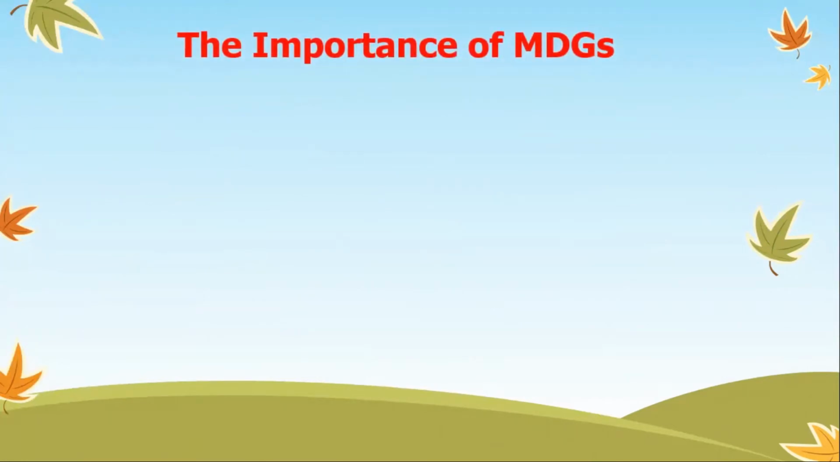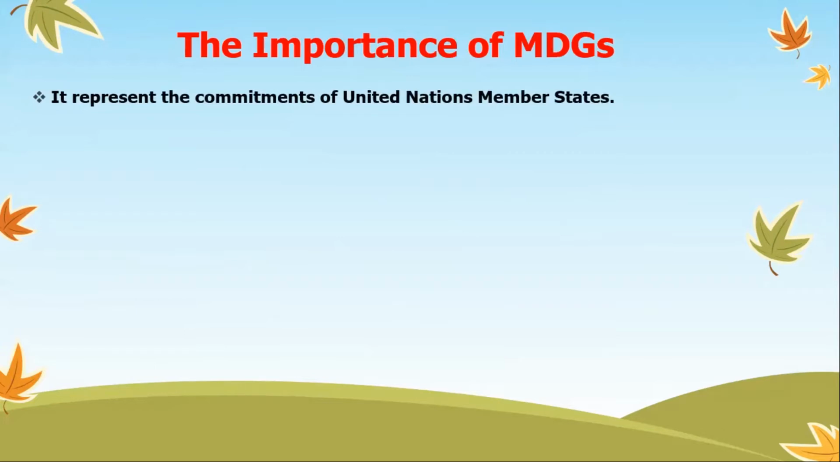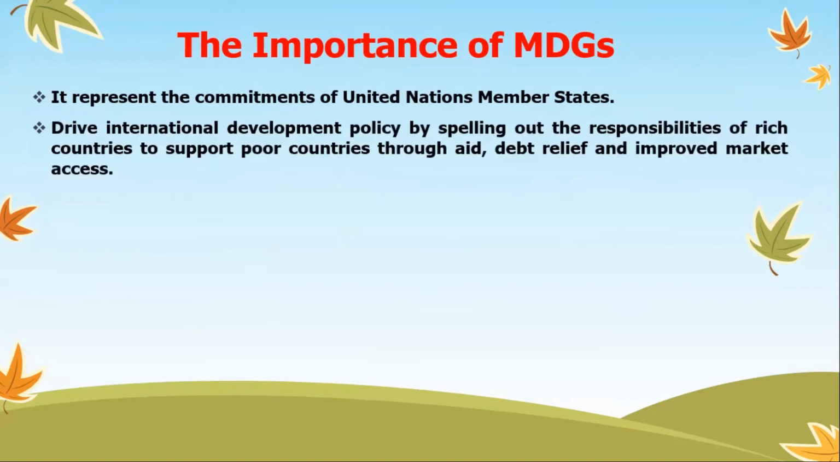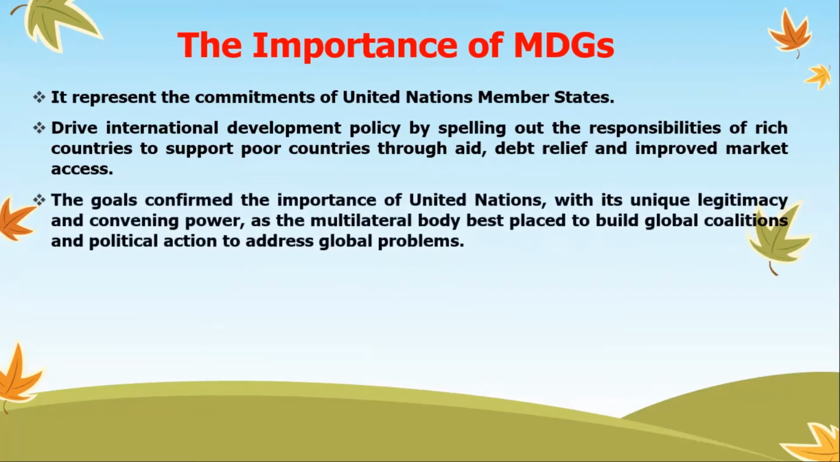So next, let's go on to the importance of the MDGs. So first, it represents the commitments of the United Nations member states. So it is the face of the dedicated people behind the achievements of the MDGs. Second, it drives international development policy by spelling out the responsibilities of rich countries to support poor countries through aid, debt relief, and improved market access. So the act of teamwork and cooperation was given importance by the MDGs. Next, the goals confirmed the importance of the United Nations, with its unique legitimacy and convening power as the multilateral body best placed to build global coalitions and political action to address global problems.